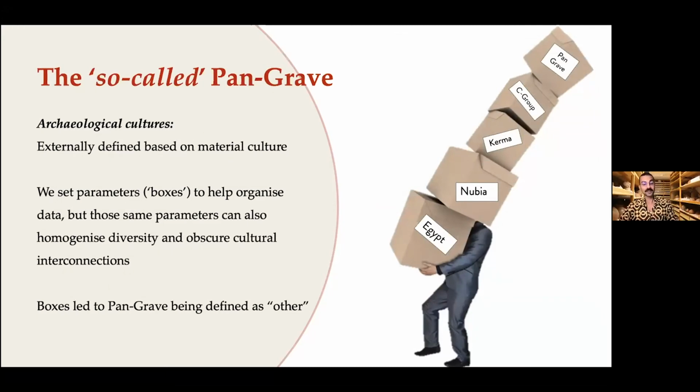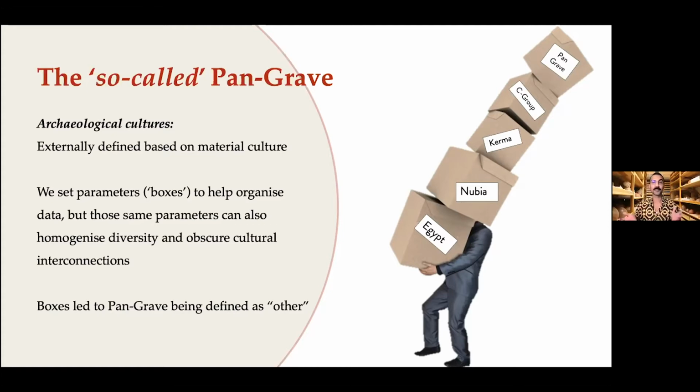You might have also noticed that I keep using phrases like the so-called Pangrave culture or what we now call Pangrave culture. And that's because the Pangrave culture, as we currently understand it, is essentially made up. It's what we call an archaeological culture, which is an entirely modern construct where a culture is externally defined based solely on archaeological remains and specifically using a predetermined set of particular object types. So in this case, if a grave contained all of the objects that I've just shown you, it's deemed to be part of the Pangrave culture.